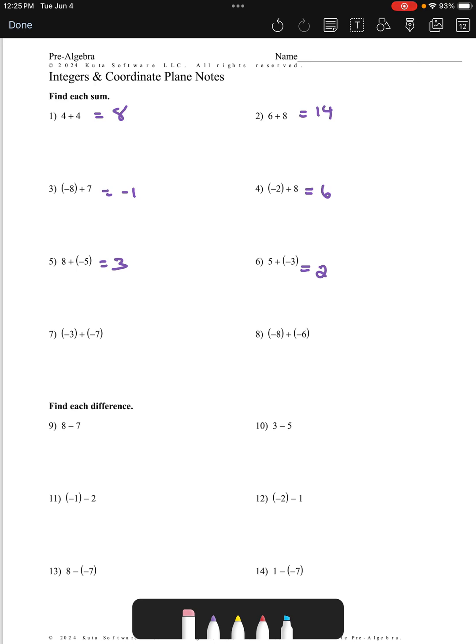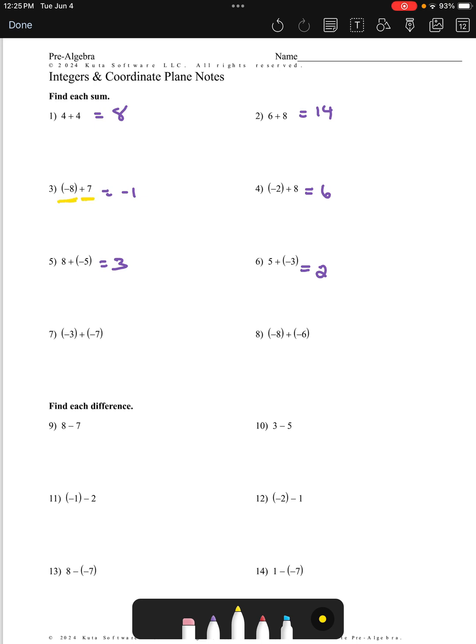Okay. 1 and 2, straightforward, nice and easy. 3 and 4. Notice that 1 is what you get when you do 8 minus 7, and 6 is what you get when you do 8 minus 2. And in 5 and 6, 3 is what you get when you do 8 minus 5, and 2 is what you get when you do 5 minus 3. So even though these are addition problems, there's actually subtraction going on. Okay? So let me show you the thought behind this.